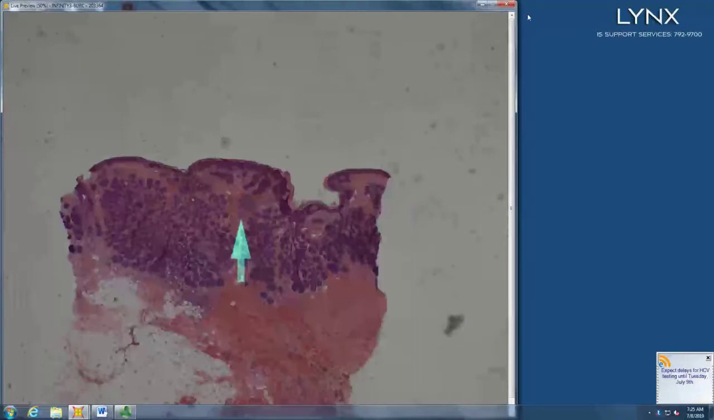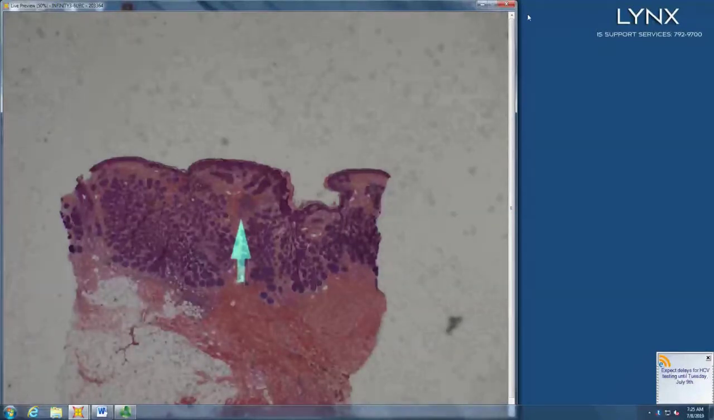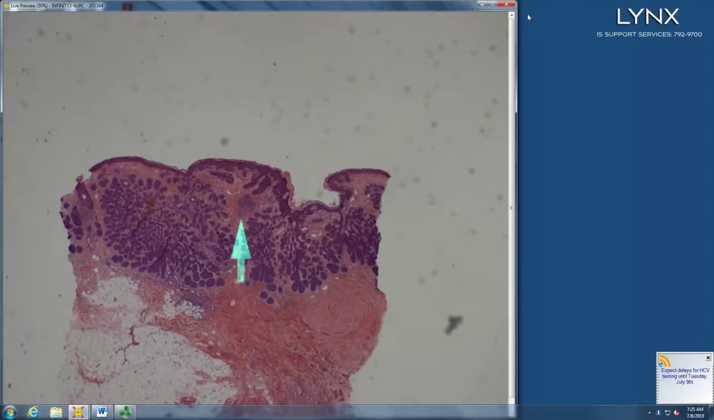So lots of little blue nodules. Looks like little tumor islands. If there's some palisading, I'm thinking more basal cell. If there's like little papillary mesenchymal bodies, I think more trichoblastoma. And this one kind of radiates outward.